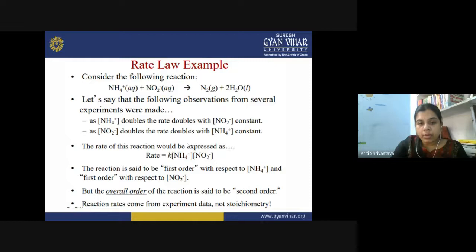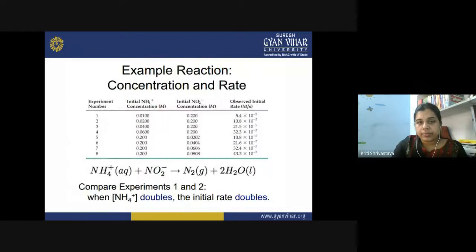But what about the overall order? So now you will get the sum of m and n. The coefficient m would be 1 and the coefficient n here would be 1. So what would be the overall order of the reaction? It is said to be a second order reaction overall. So the reaction rates actually come from the experimental data and not from the stoichiometry of the balanced chemical equation.